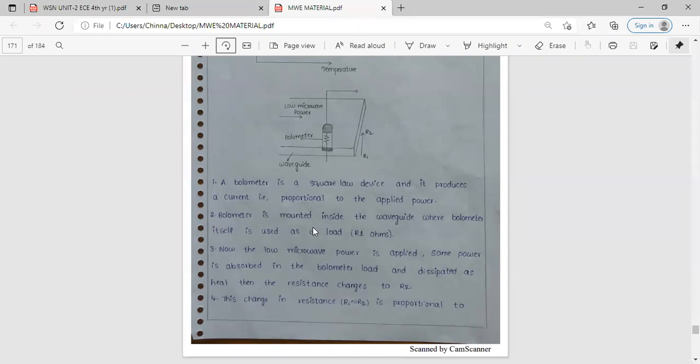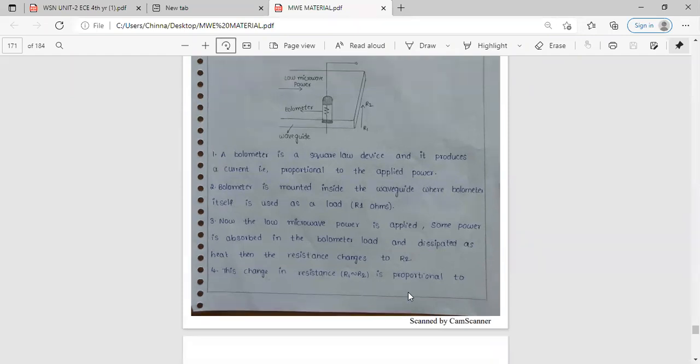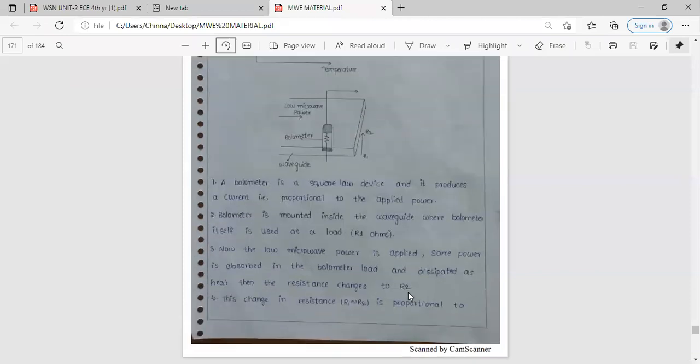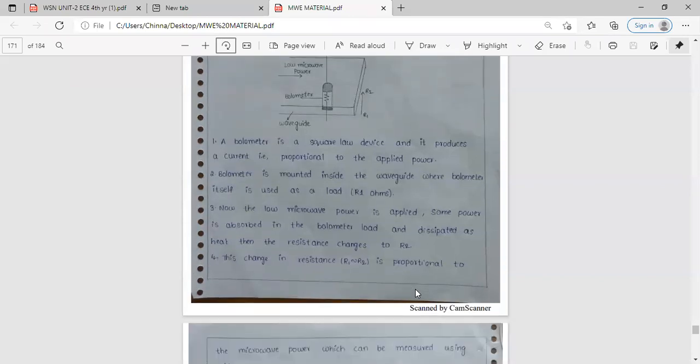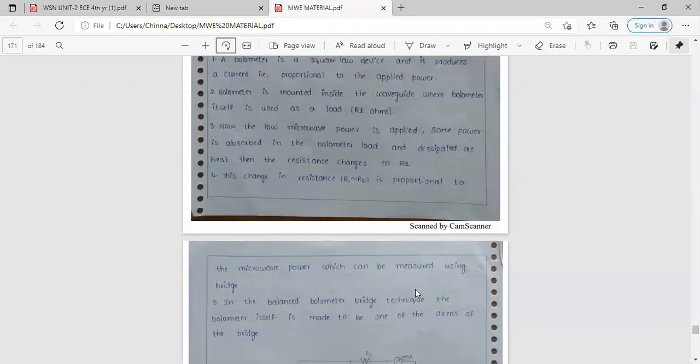Now low microwave power is applied. Some power is absorbed in the bolometer load and dissipated as heat. Then the resistance changes from R1 to R2. This change in resistance, R1 minus R2, is proportional to the microwave power, which can be measured using the bridge.